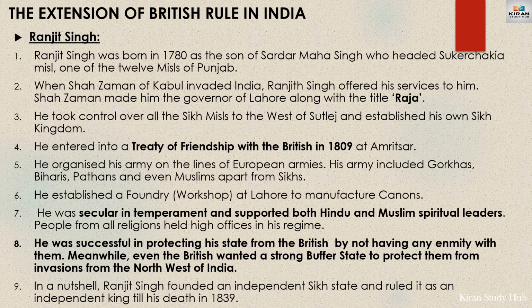He entered into a treaty of friendship with the British in 1809 at Amritsar. He organized his army on the lines of European armies. He was secular in temperament and supported both Hindu and Muslim spiritual leaders. He was successful in protecting his state by not having any enmity with the British. And the British also wanted Punjab to be a strong buffer state to protect them from invasions from the northwest of India.